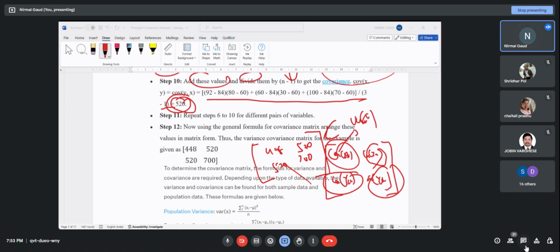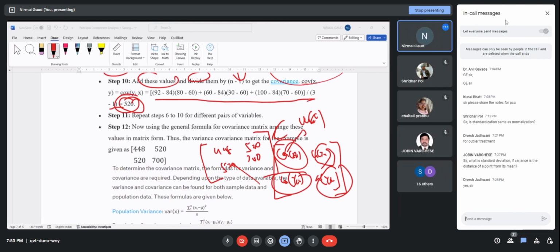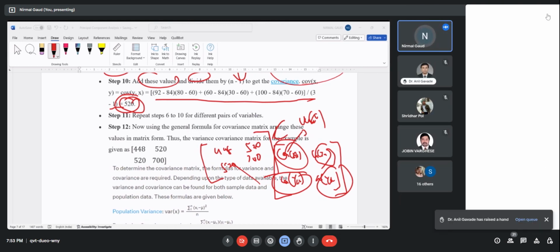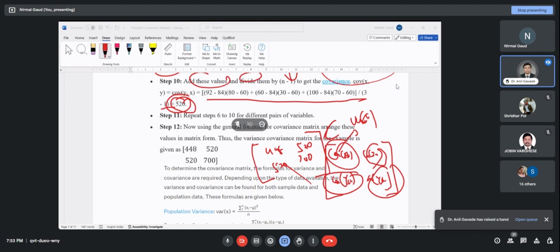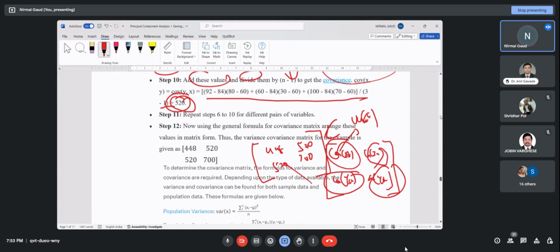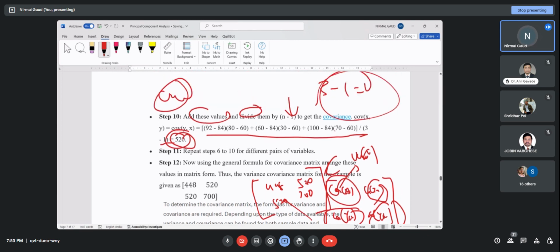Fine. Any doubt? Please let me know. Yes, Anil sir, please ask the question. Sir, you are taking that difference, then you are multiplying it. Some differences are negative, in that case what should we do? Will the sign matter? Yes, we are first calculating the difference, and then we are multiplying them.